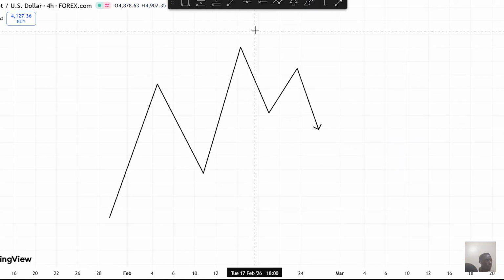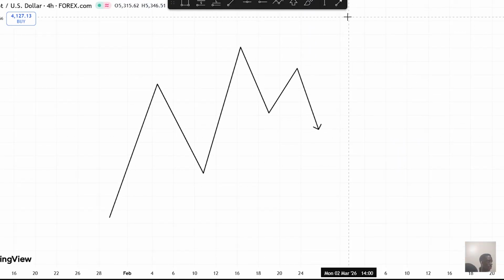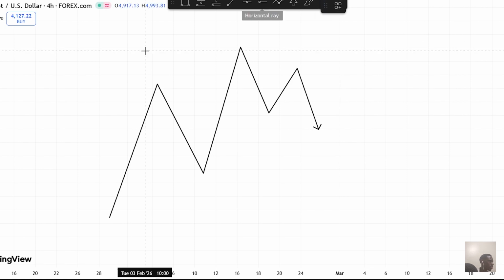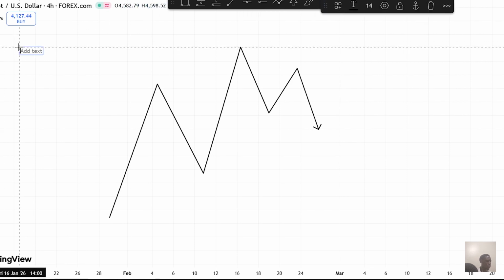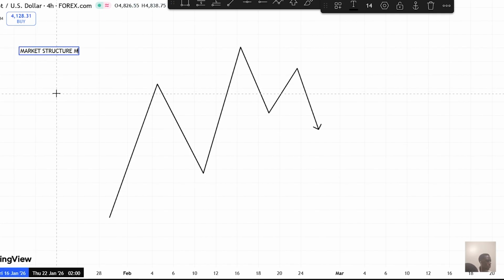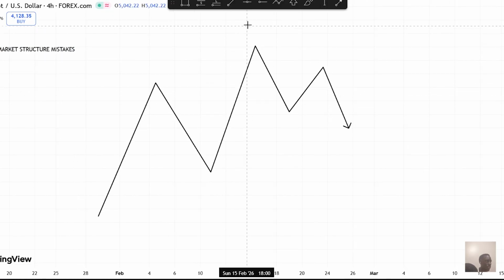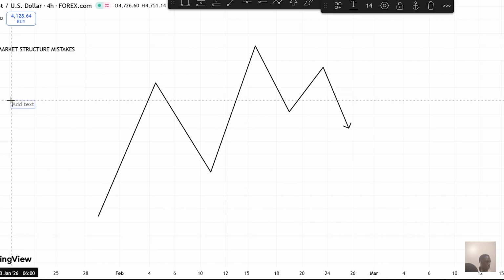So now we have been through the basics, the impulses and corrections. Now we're going to look at some of the mistakes that most traders make with market structure, or with impulses and corrections. The mistake that we're going to look at here is something that we call internal structure.